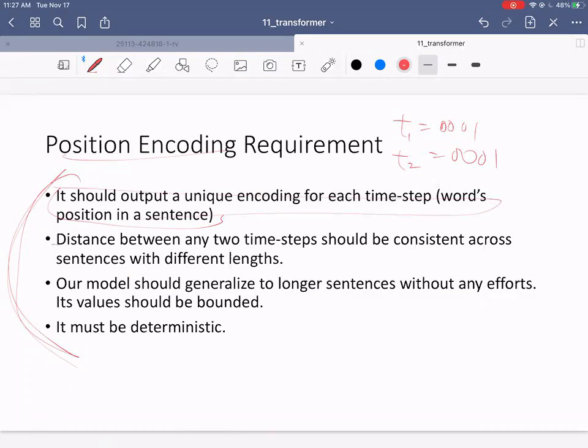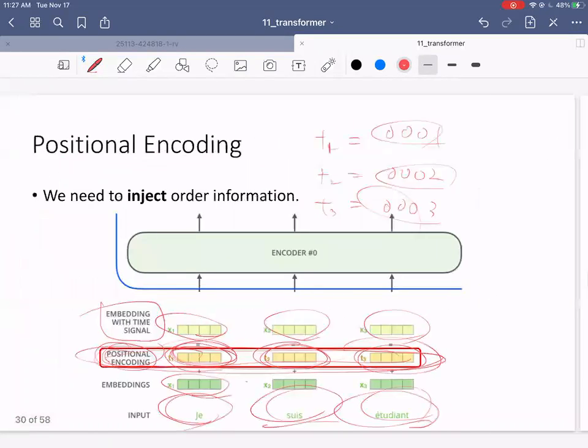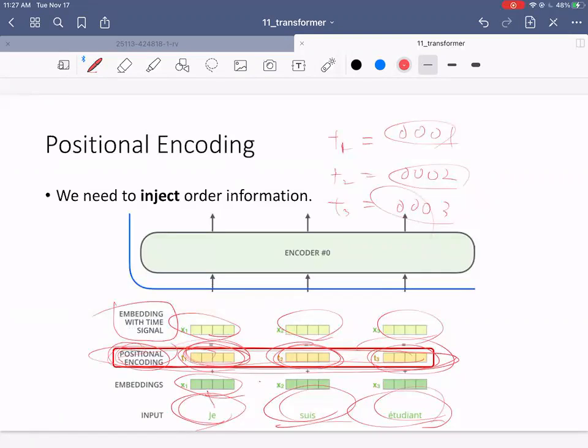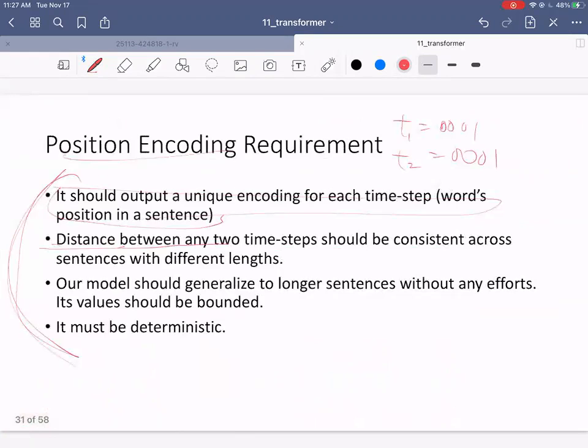The second requirement is that the distance between any two time steps should be consistent across sentences with different lengths. For example, the distance between the first word and the second word, and between the second word and the third word, should be the same. It's one word apart, so that should not change. This is the same with the second word and the fourth word, or the sixth word and the eighth word. It doesn't matter where you are or how long your sentence is, the distance between two given words should be preserved across different parts of the sentence.